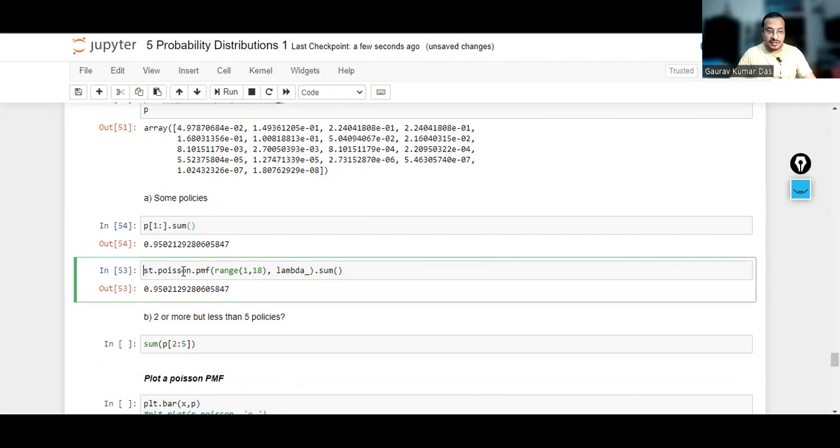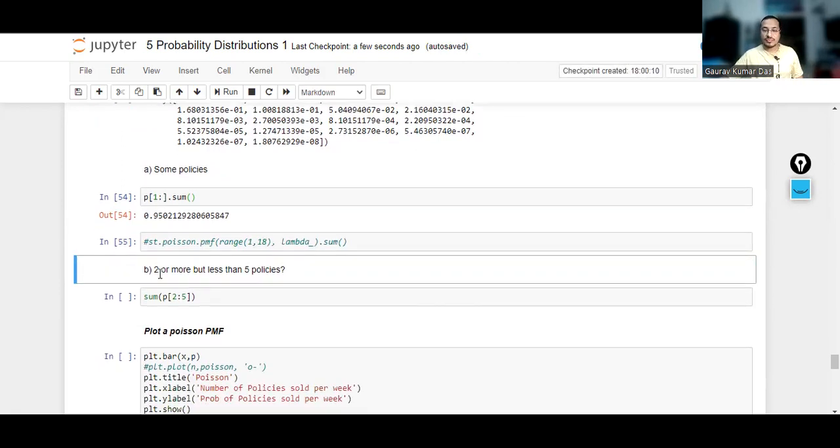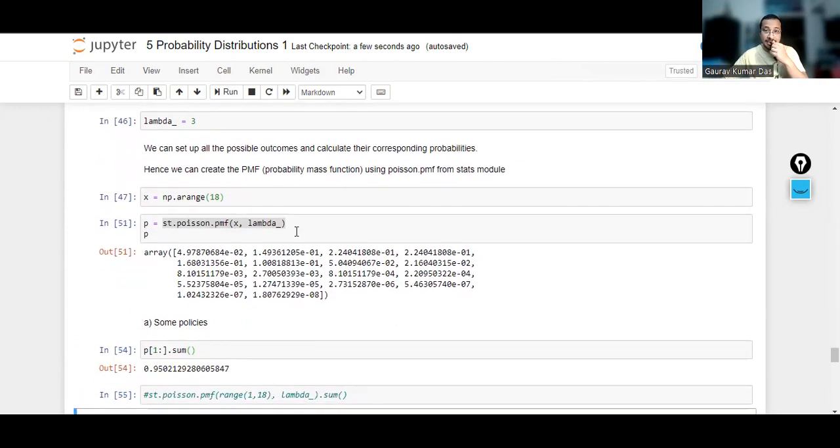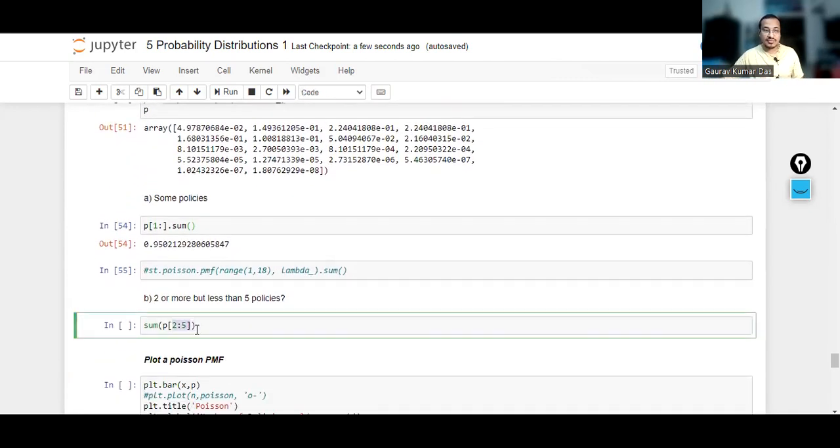Any way you can do it, it's up to you. Okay. Next question is, what is our 2 or more, but less than 5 policies? 2 or more, so between 2, 3, and 4. So 2 to 5, if I put it, I'll get the answer.